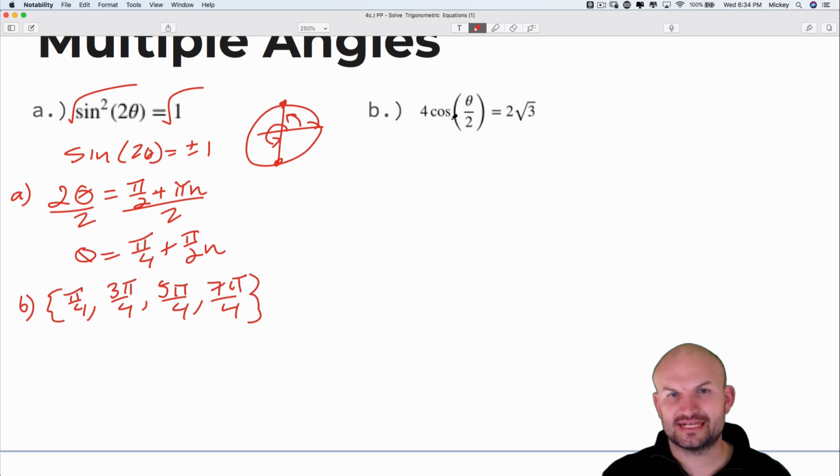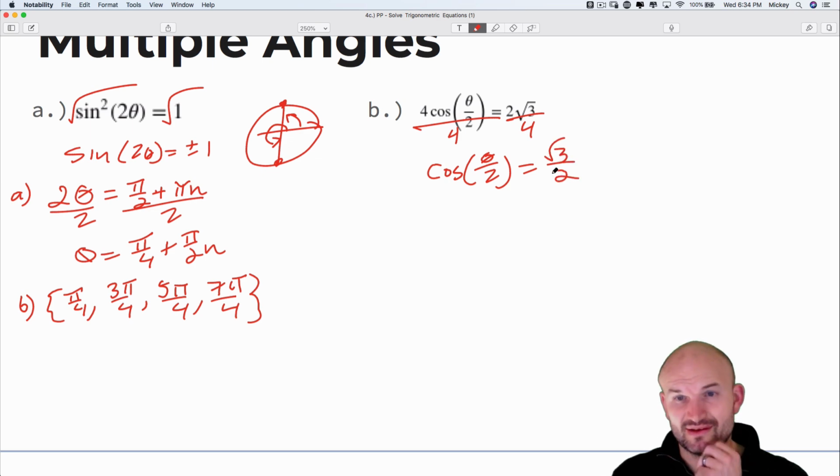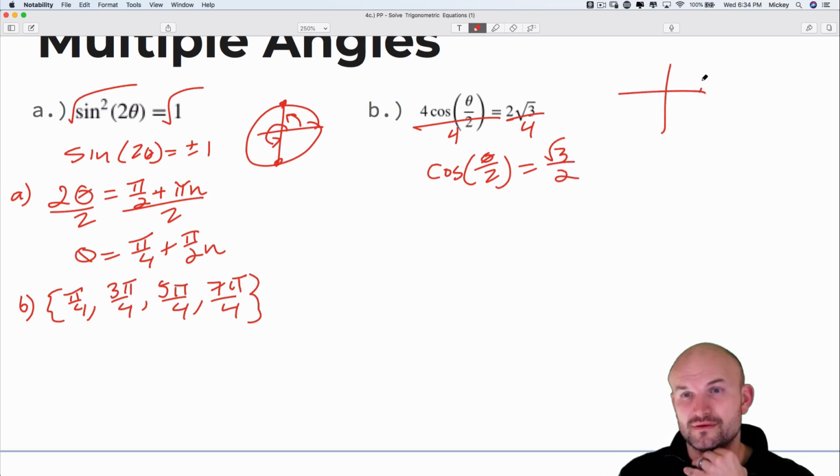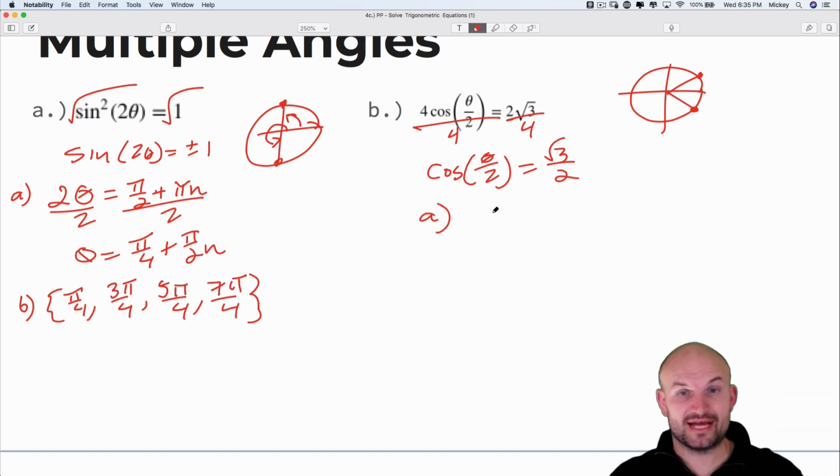All right, for the next example, again, just to solve, we're just going to divide by 4 here. So then I have cosine of theta divided by 2 equals square root of 3 over 2. Okay, now again, remember this is the positive version here. So that's going to be positive square root of 3 over 2, and over here, positive square root of 3 over 2. So therefore, I have two different angles, and they're not equidistant from each other. So I'm going to have to write them both out.